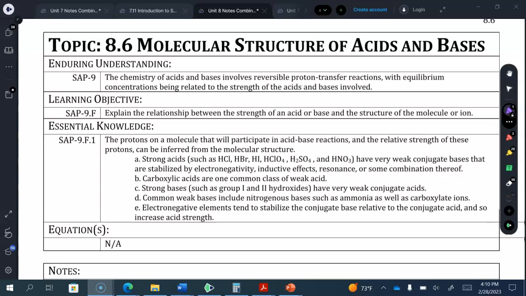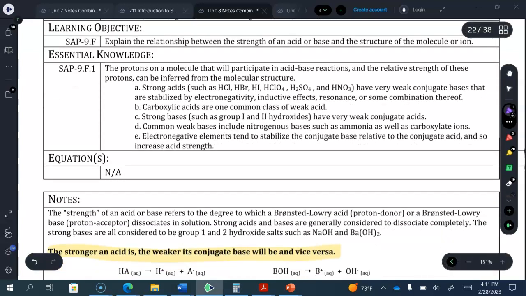Hello everyone, welcome to topic 8.6, molecular structure of acids and bases. By the end of this, you should be able to explain the relationship between the strength of an acid or a base and the structure of the molecule or ion.